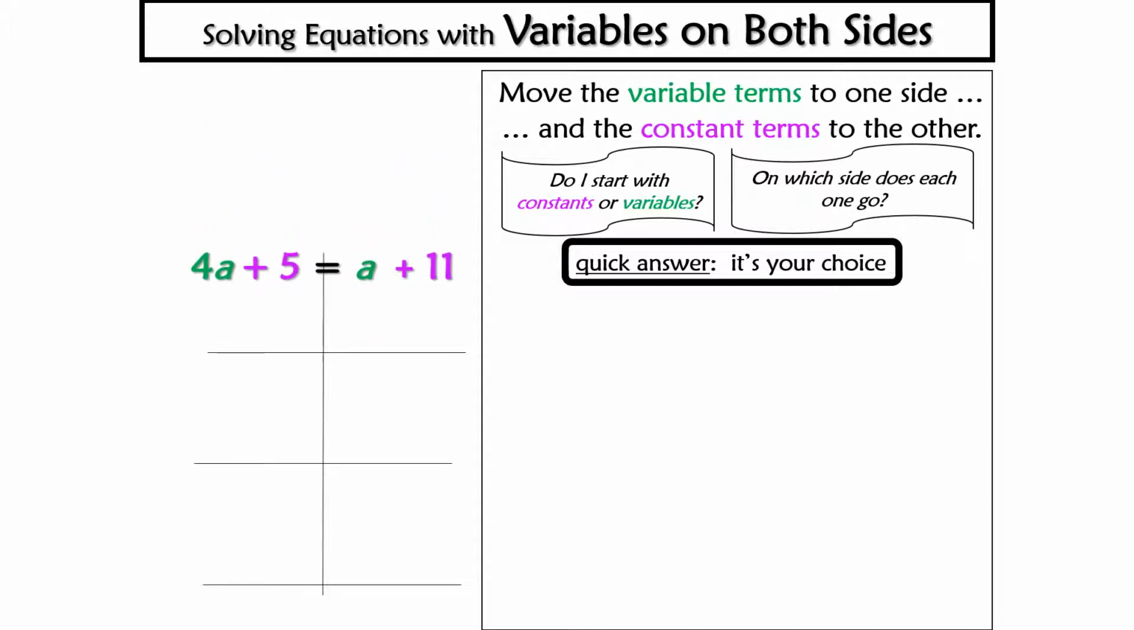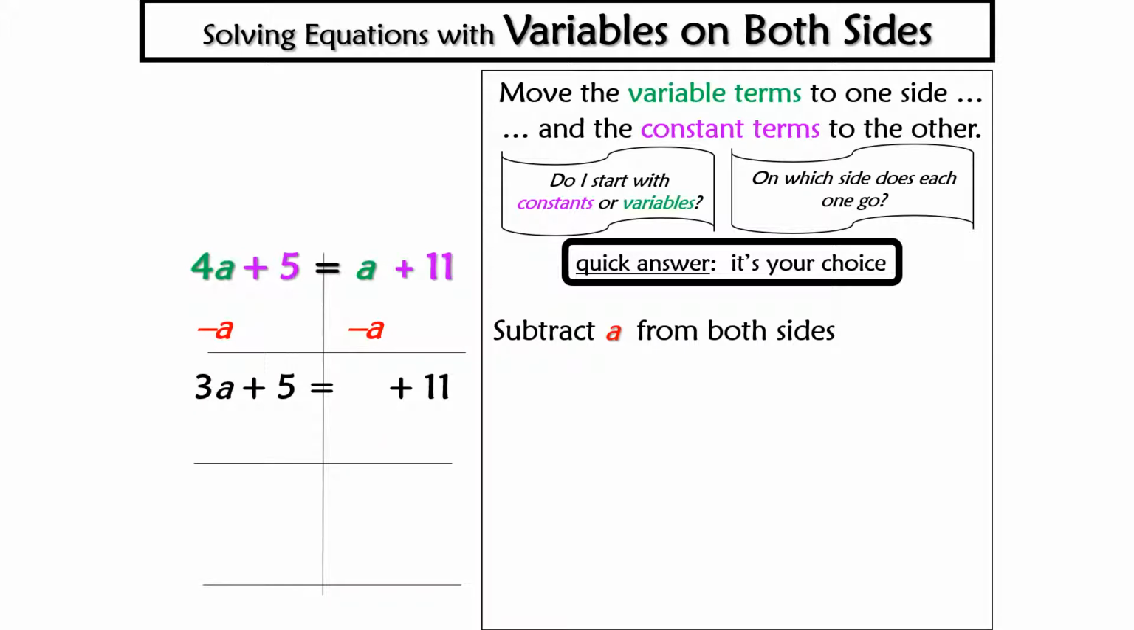So, what that means is if I want all my variables on the left, I'm going to have to get rid of that a on the right-hand side. So how do I get rid of a positive a? I'm going to add the opposite, or subtract a from both sides. After I do that, the equation that's going to result is 3a + 5 = 11.